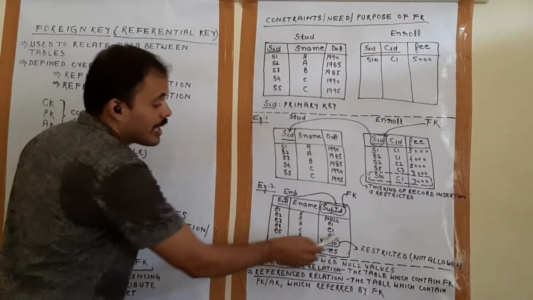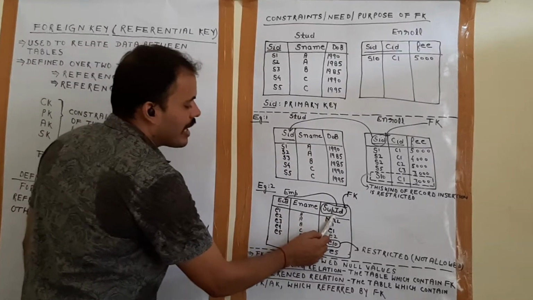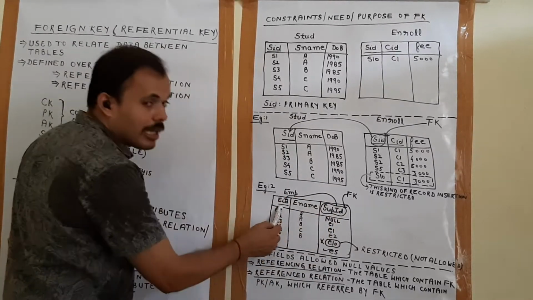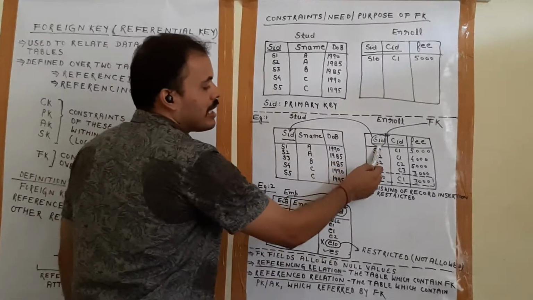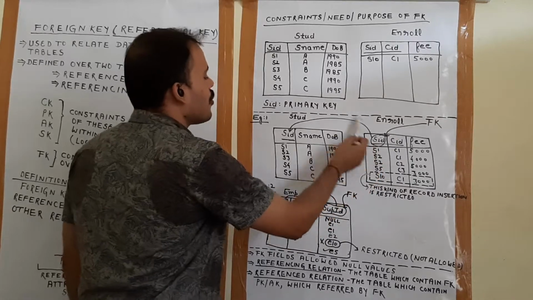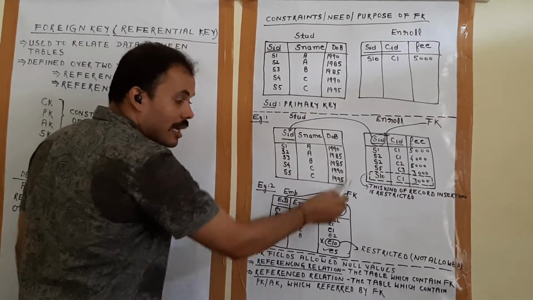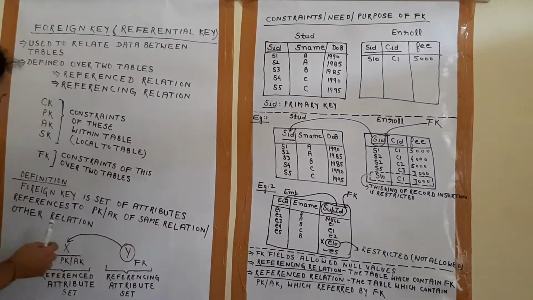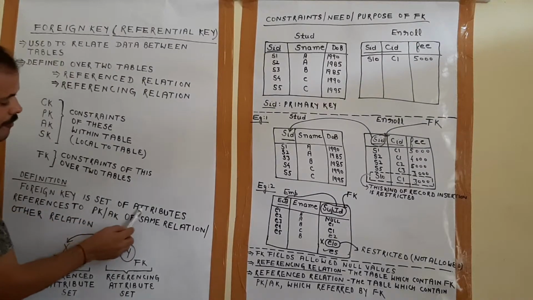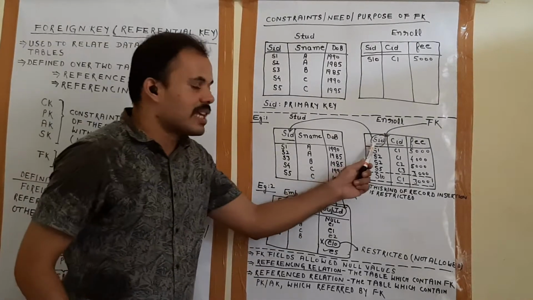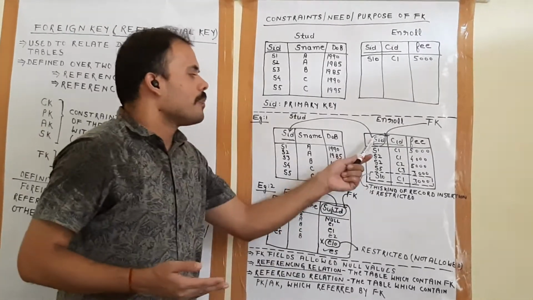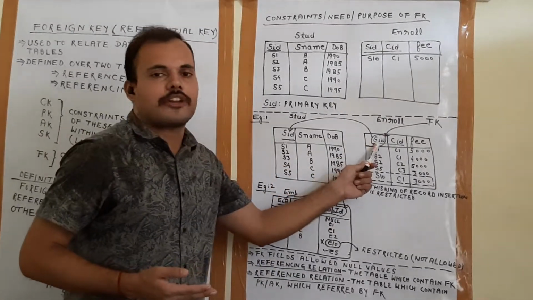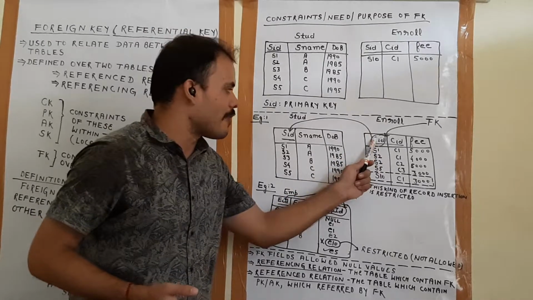EID is the primary key of this table. Here the foreign key is referring to the primary key of the same relation. Here the foreign key is referring to the primary key of the other relation. Understood? Foreign key is a set of attributes. Here it is a single attribute, but it can be more than one attribute. So in this example it is a single attribute.